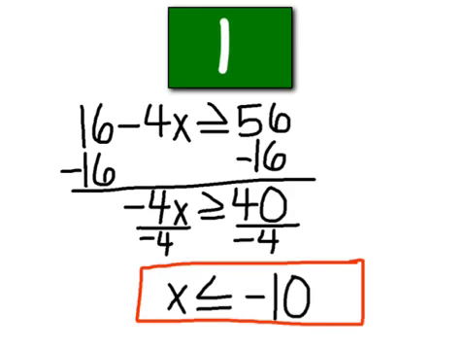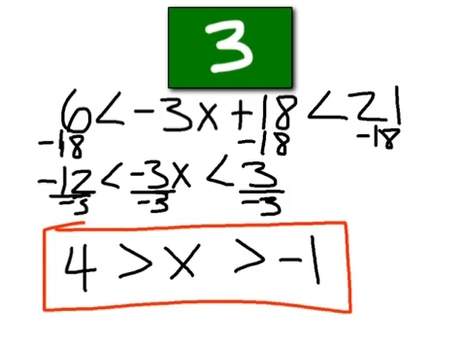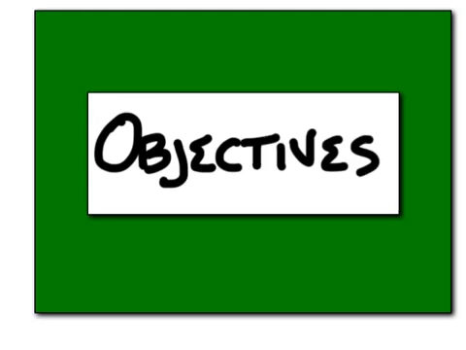Alright, extra credit answers. Number 1 should be x is less than or equal to -10. Number 2 should be 11 is less than k. Number 3 should be 4 is greater than x, which is greater than -1. And number 4 is x is less than 4.